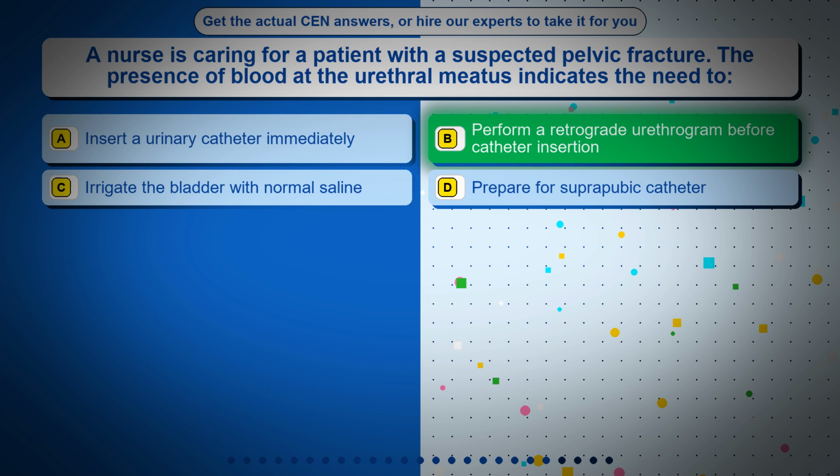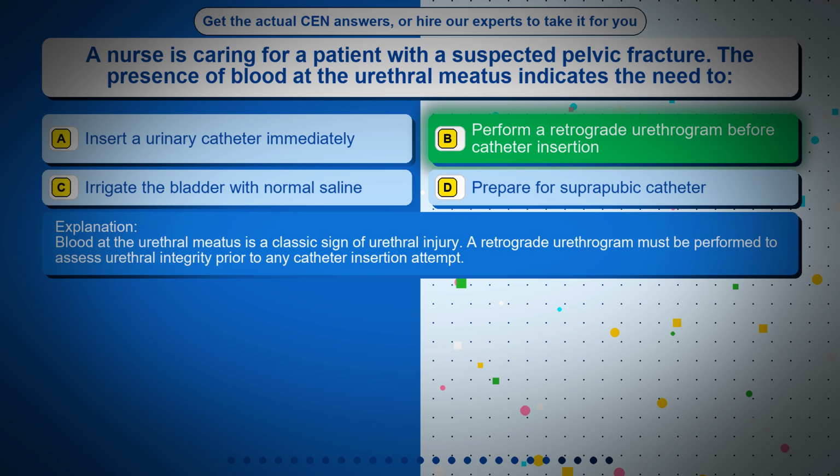The correct answer is option B, perform a retrograde urethrogram before catheter insertion. Blood at the urethral meatus is a classic sign of urethral injury. A retrograde urethrogram must be performed to assess urethral integrity prior to any catheter insertion attempt.